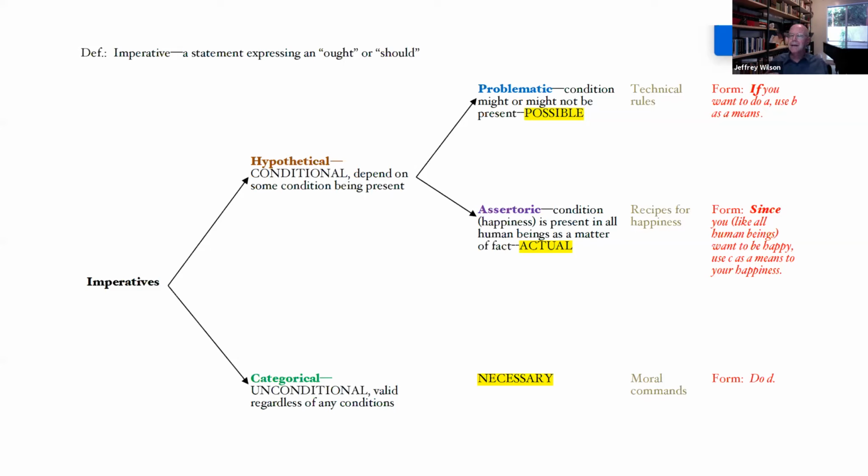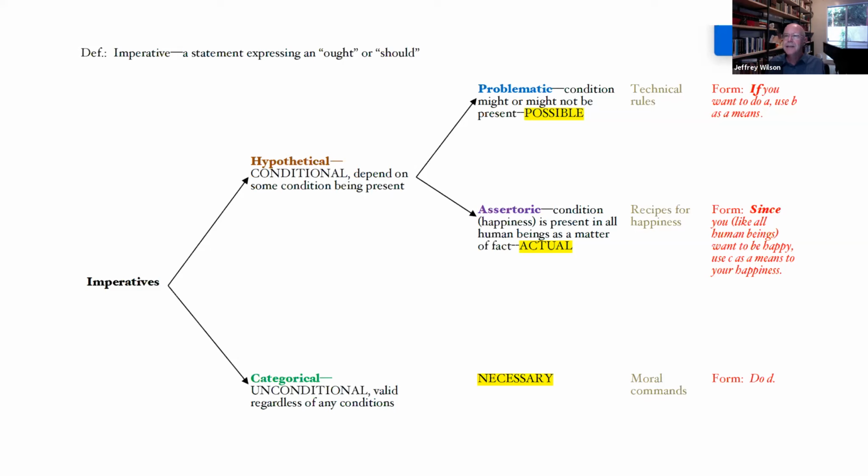That's a problematic hypothetical imperative because it expresses the solution to a certain problem, but you might or might not have that problem, you might or might not want to solve that particular problem. When I'm not hungry, I don't feel like making omelets for myself. Okay. The assertoric hypothetical imperative is an imperative that refers to conditions that are not just possible, but that are actual. So here's my favorite example of an assertoric hypothetical imperative.